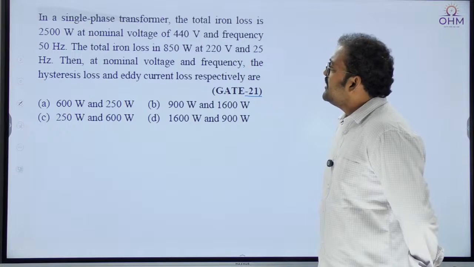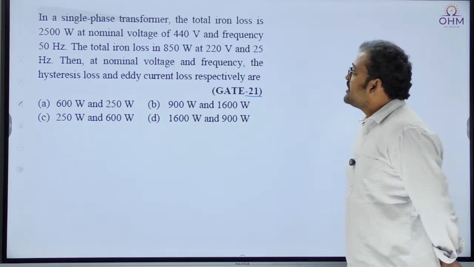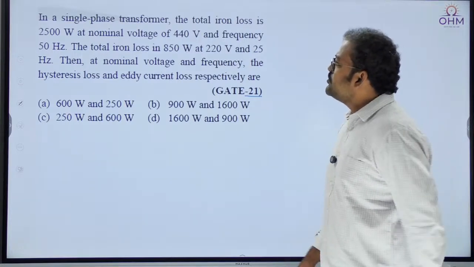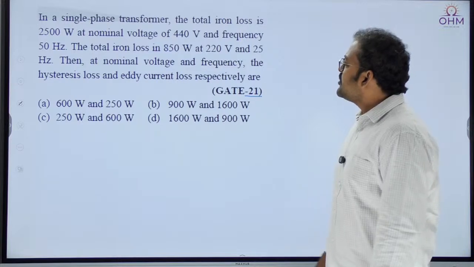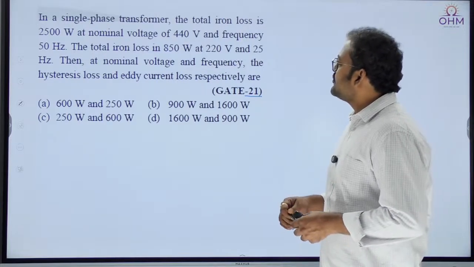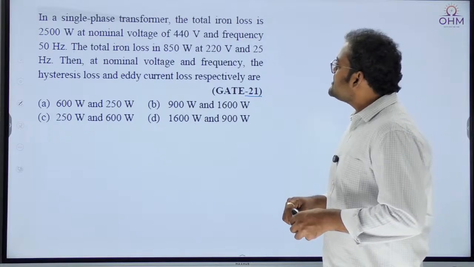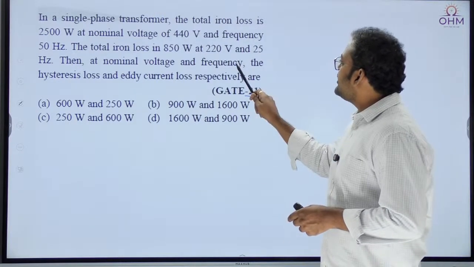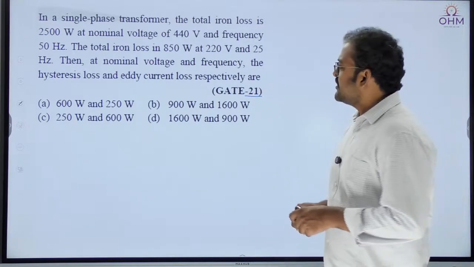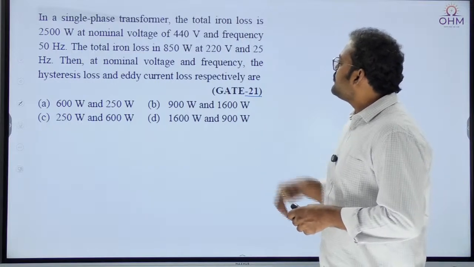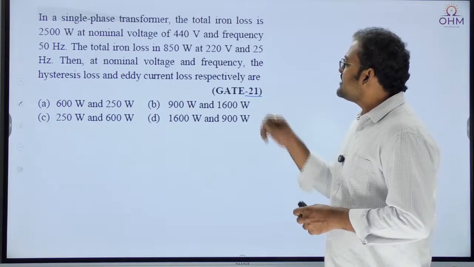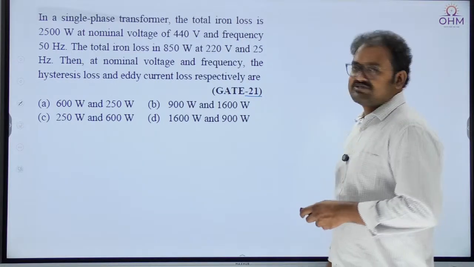In a single phase transformer, the total iron loss is 2500 watt at a nominal voltage of 440 volt and frequency 50 hertz. The total iron loss is 850 watt at 220 volt and 25 hertz. Then at a nominal voltage and frequency, what is the hysteresis loss and eddy current loss is the question.